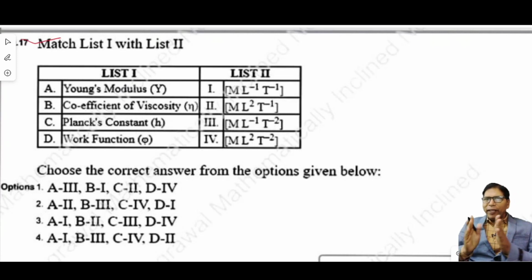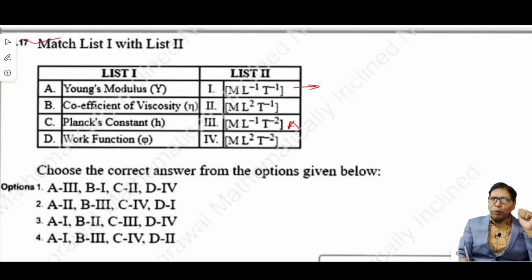There is another matching type question. Young modulus, the dimension of Young modulus is the pressure. Pressure means this is ML minus 1 T minus 2. So this is the A. Now coefficient of viscosity, dimension is ML minus 1 T minus 1. So this is the B. Now Planck's constant, this is the angular momentum. So this is the C. And finally work function, this is the energy. So this is the D.